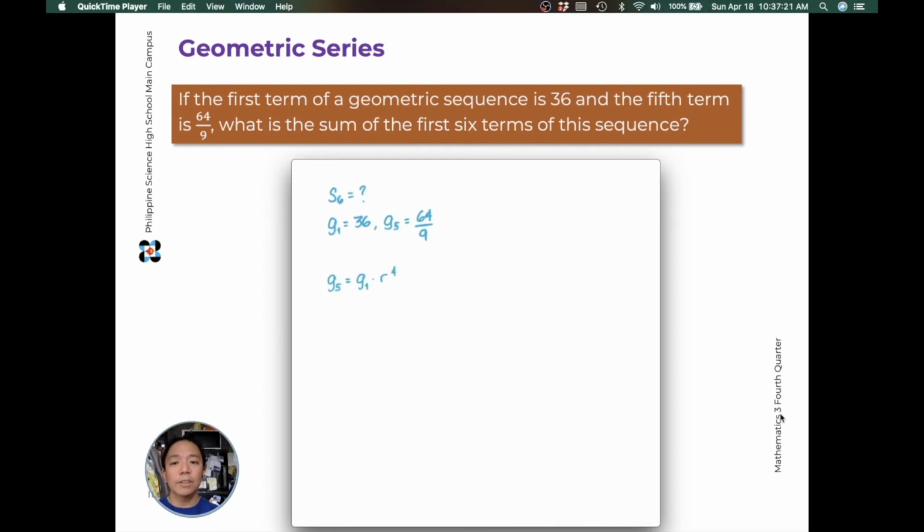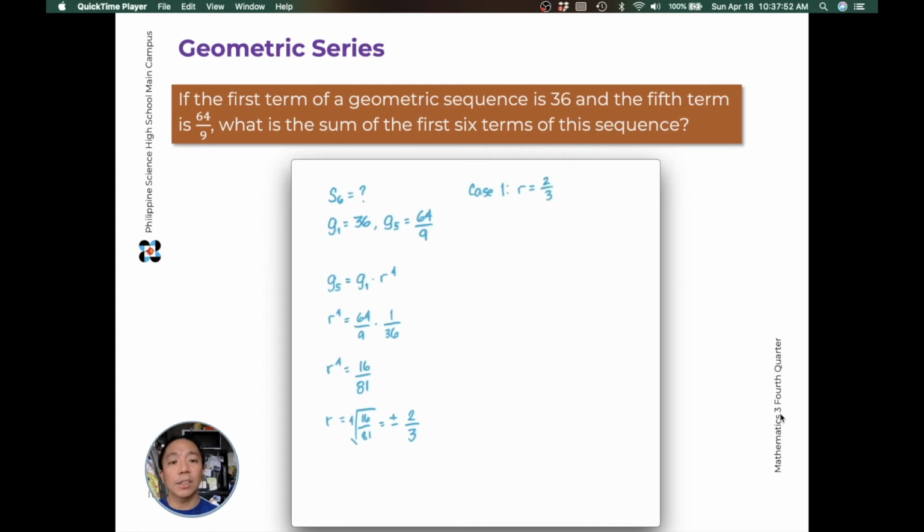Isolating r raised to 4, this would be g sub 5 over g sub 1, or 64 over 9, divided by 36. And r raised to 4 is equal to 16 over 81. Taking the fourth root of both sides, we'll get r is equal to plus or minus 2/3. So, kailangan i-consider natin yung negative na r. Kasi even if r is negative, pwede pa rin siyang maging geometric sequence. At yung sum nila ay isang geometric series. So, we have two cases.